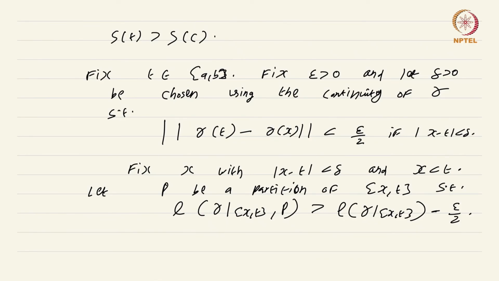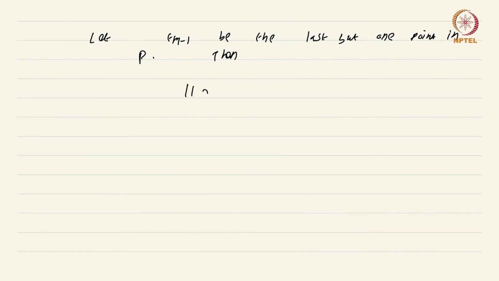Okay. Now what I'm going to do is choose a point on this partition. Let t_{m-1} be the last but one point in P. Then because we have chosen that delta originally so small and x is within that delta neighborhood, we have that norm of gamma of t minus gamma of t_{m-1} is less than epsilon by 2.